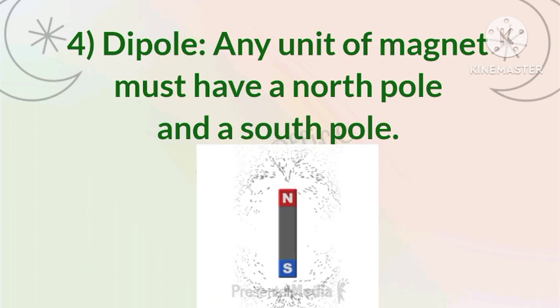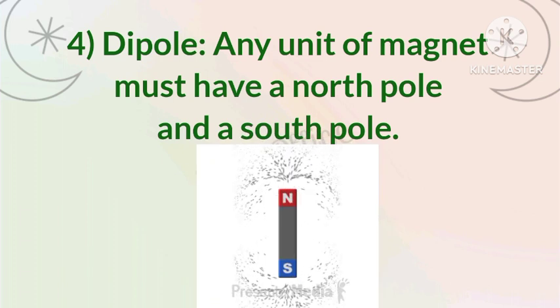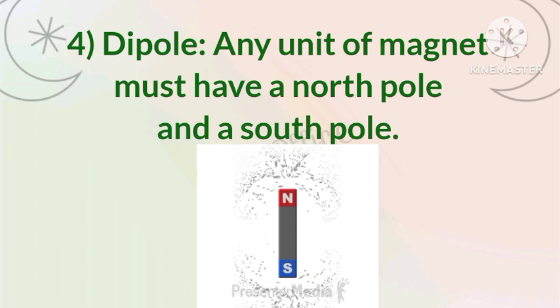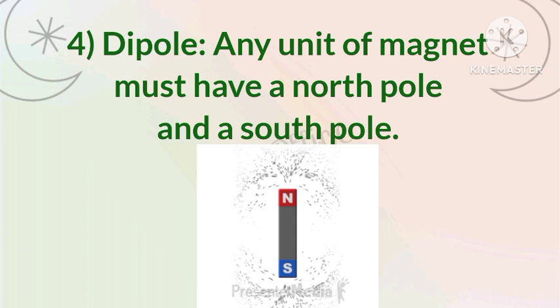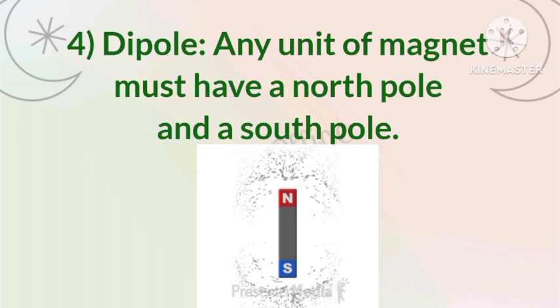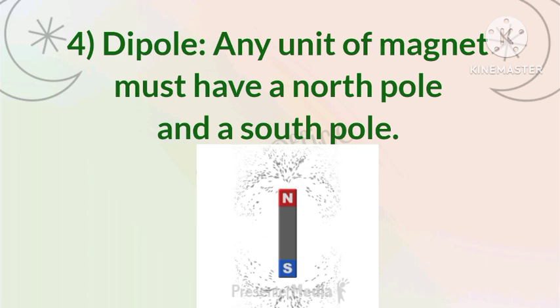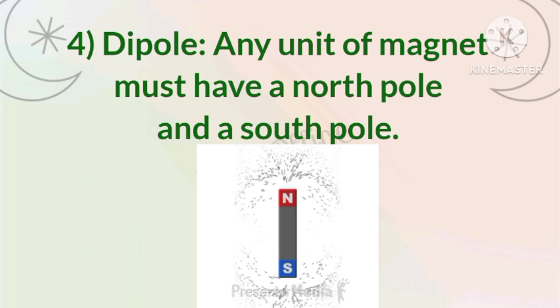Next, dipoles. Any unit of a magnet must have a north pole and a south pole. So these are some various properties of a magnet. When you see these properties, you know it's a magnet.